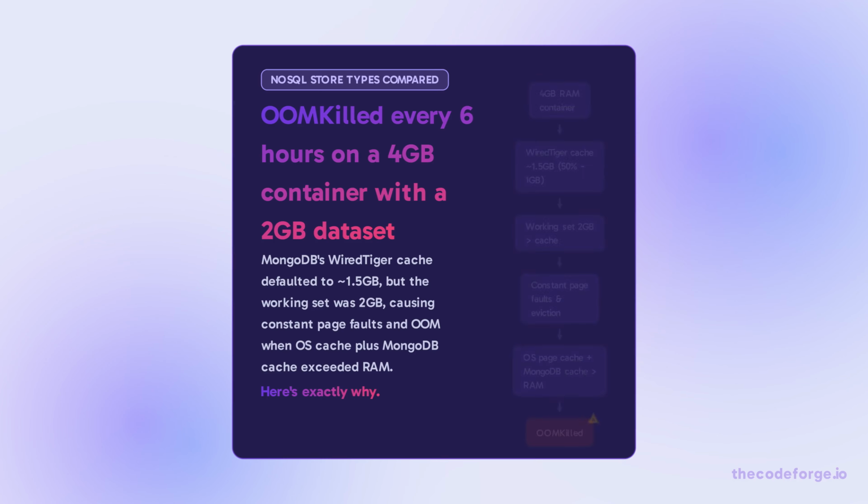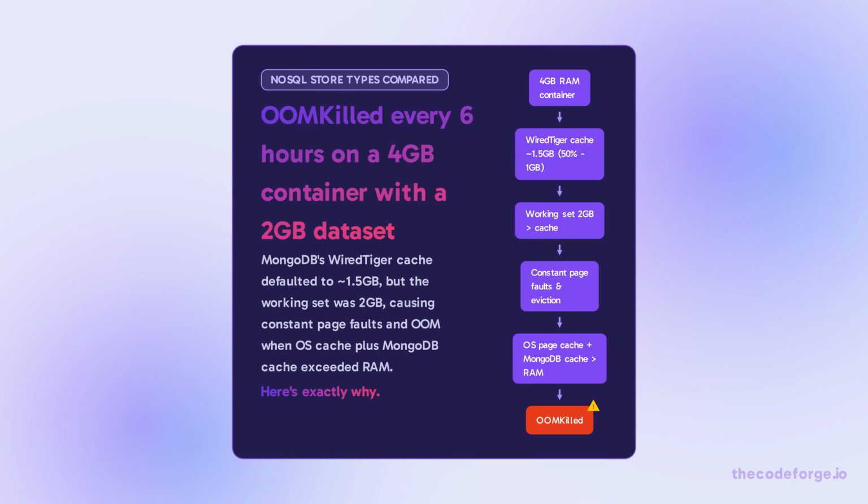A microservice using MongoDB crashed every 6 hours with OOM-Killed. The container had 4 GB RAM, but the dataset was only 2 GB. The team assumed a memory leak, but the real culprit was WiredTiger's default cache size. Let me show you exactly why.